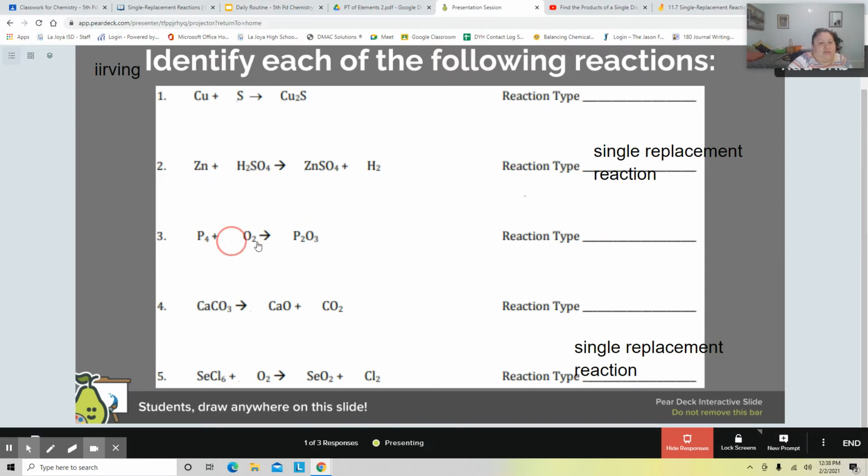Which one else looks like number 3? Number 1, very good, Miss Diamond. Number 1, we have copper combining with sulfur to make copper 1 sulfide. Combination reaction. All right, so what is the last type of reaction that you see here? You got a big compound breaking apart into small compounds. What type of reaction is that? You got a large compound breaking up into small compounds. What type of reaction is that?